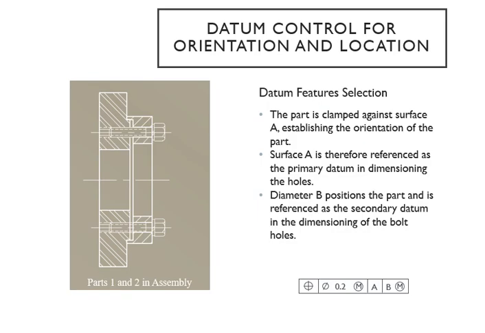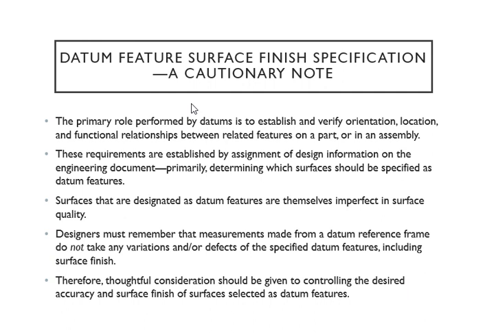Okay, and that is going to position this part. So here you can see that two parts are in assembly. The joining method is by using bolts into these holes. So that dimension is very important, 0.2, otherwise your mating is not going to be successful. Okay.